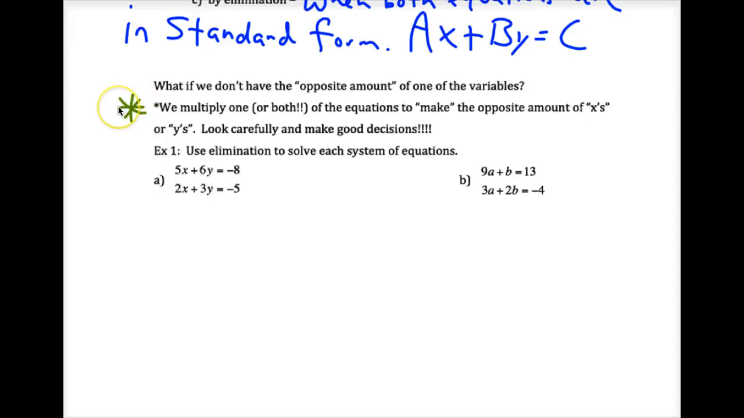Here it is, right here, guys. Everybody put a big old star next to the star we already have. We multiply one, or sometimes both, of the equations to, quotes, make the opposite amount of x's or y's. If you can do this, you're going to be genius. Look carefully and make good decisions.